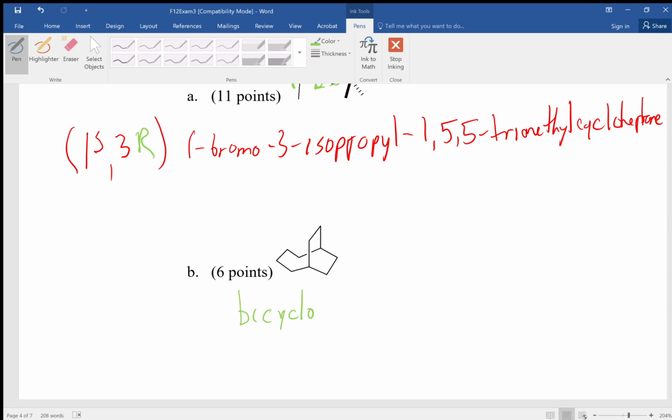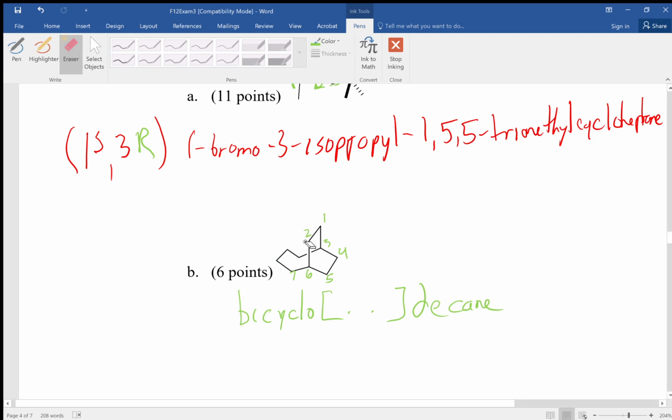How many total carbons? Well, we can count them here. And we find a total of 10 carbons. So this is going to be bicyclo something decane. All right, what do we fill in that middle part?